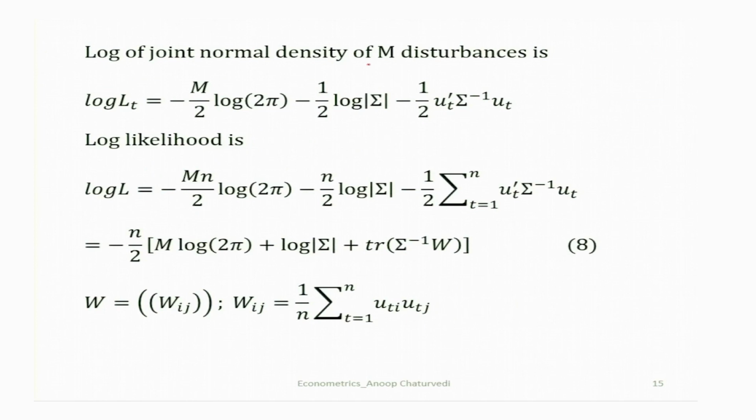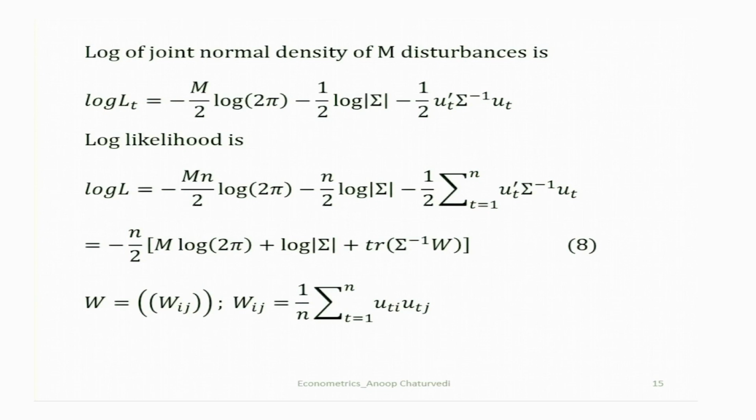Then the log of the joint normal density of m disturbances is log L_t equal to minus m by 2 log of 2 pi minus 1 by 2 log of the determinant of sigma minus 1 by 2 u_t transpose sigma inverse u_t. And then we have n observations, for t equal to 1 to n. So the log likelihood is log L equal to minus mn by 2 log 2 pi minus n by 2 log determinant of sigma minus 1 upon 2 summation t equal to 1 to n u_t transpose sigma inverse u_t.